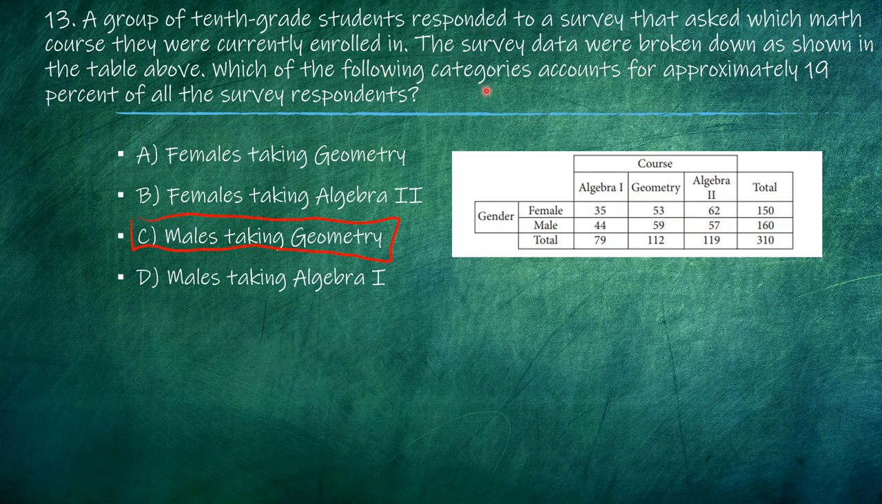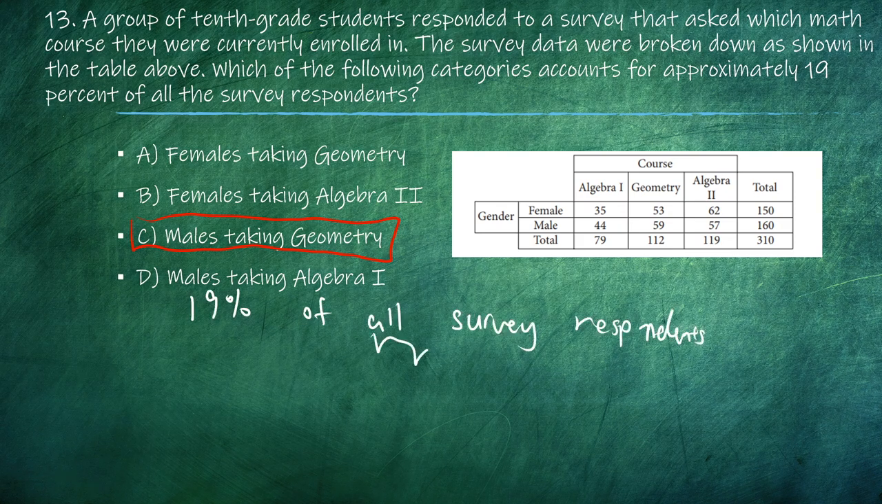So let's look at our question. The question is asking us which category, which one of these boxes, is approximately 19% of all the survey respondents. So they want to know what 19% of all the survey respondents is. The total is 310, and we want to know what's 19% of 310.